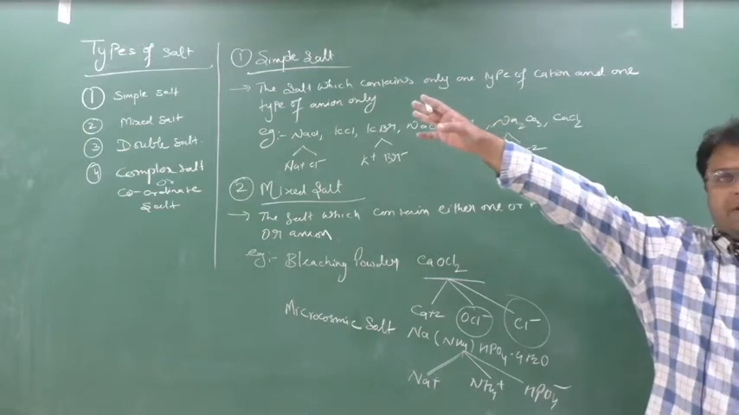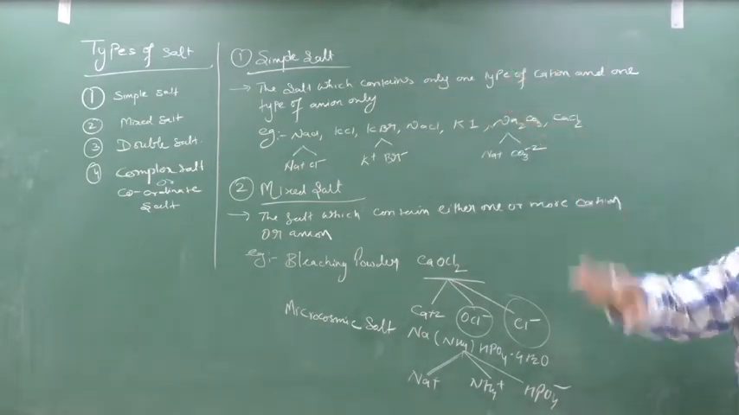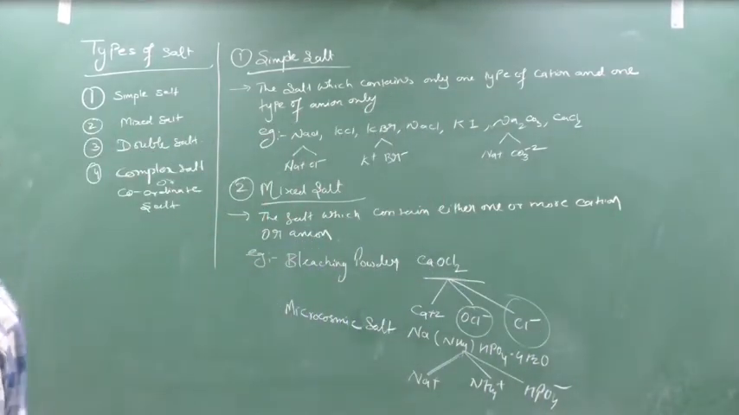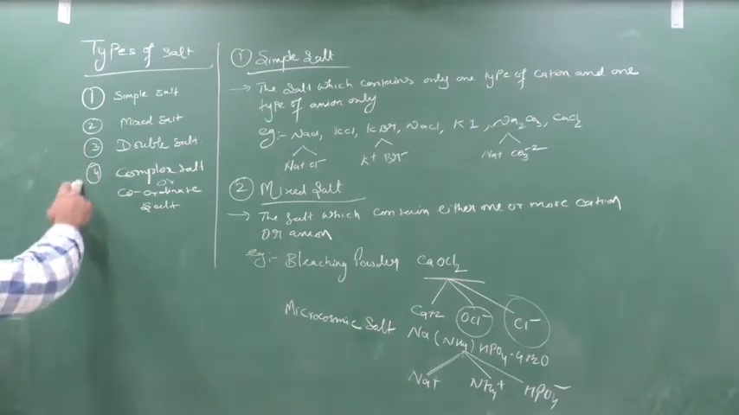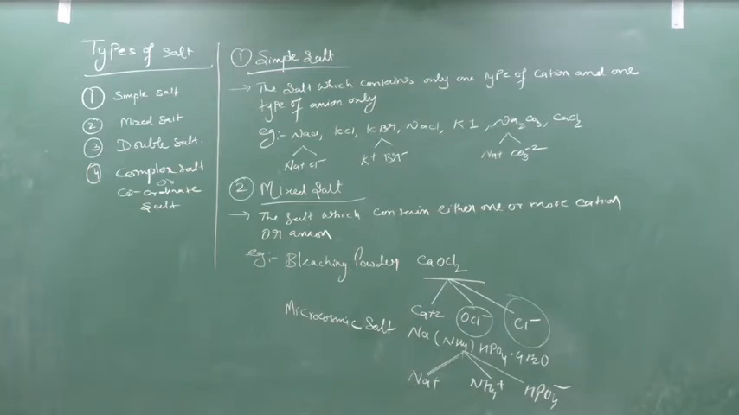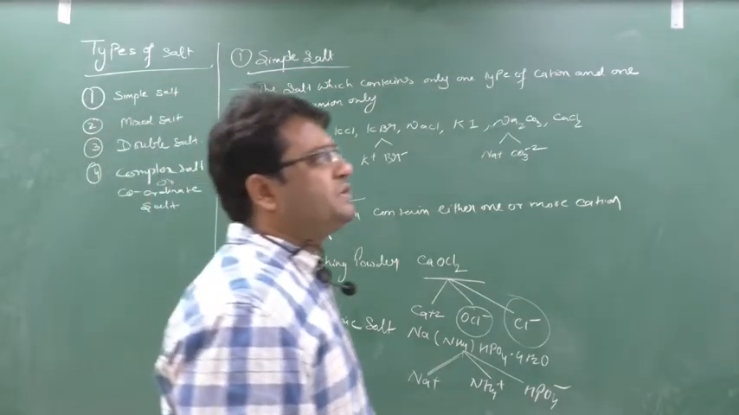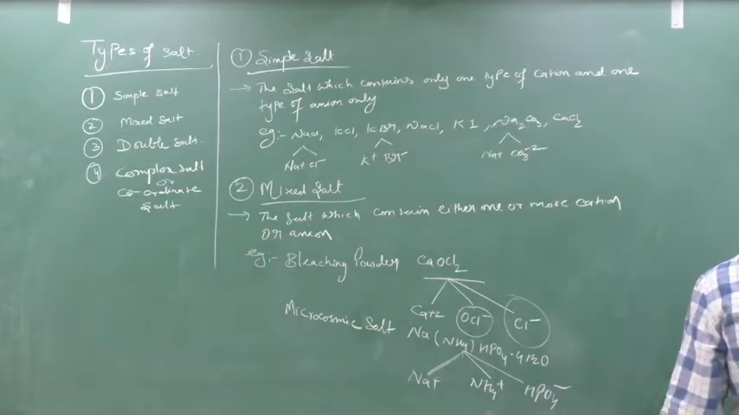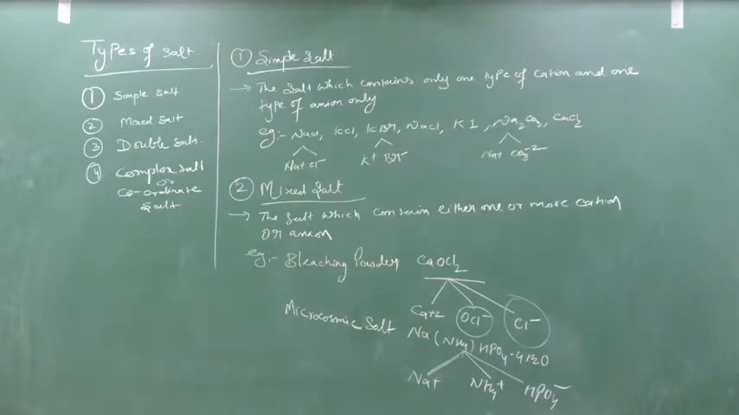So types of salt, how many types do we have? We have four types of salt. First is simple salt, another one is mixed salt, third is double salt, and fourth is coordinate salt or complex salt. These last two we have to study in detail and we will understand them here also. Simple salts are those you see at your home, like sodium carbonate, baking soda and table salt, NaCl, KCl, which have only one type of cation and only one type of anion. That type of salt we say is a simple salt.